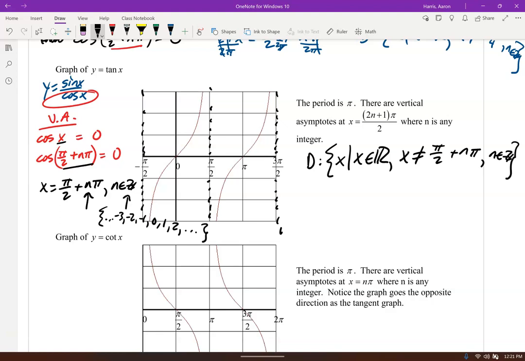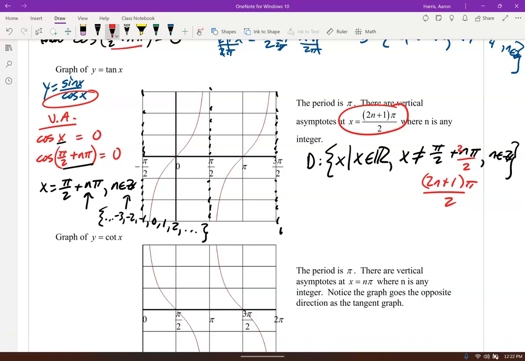All right. Or if you get a common denominator, that would be 2n plus 1 pi all over 2, like I wrote right there. Another way to write that, same thing. Okay. So that's where you're going to have vertical asymptotes. That's where your domain is everything but those x values.